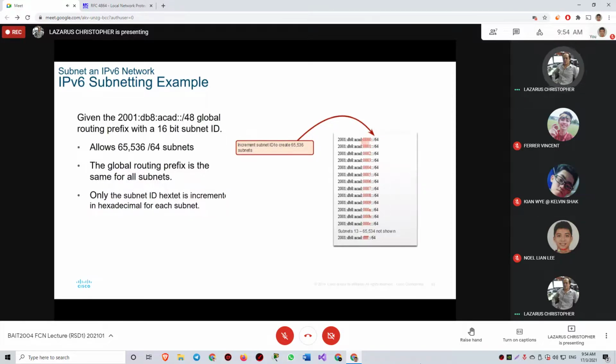So starting with 000, you go to 001, 2, 3, 4, and so on until you get 65,536 subnets, right? Per subnet, you have the remaining 64-bit interface ID that is used to differentiate hosts. So the host part you will increment per host. If you want to create subnets, you increment the subnet ID part.